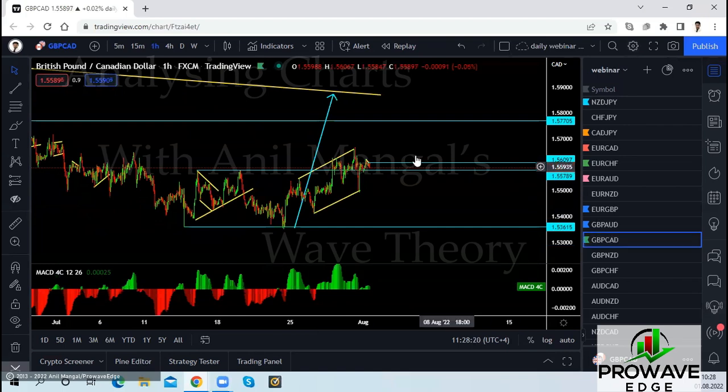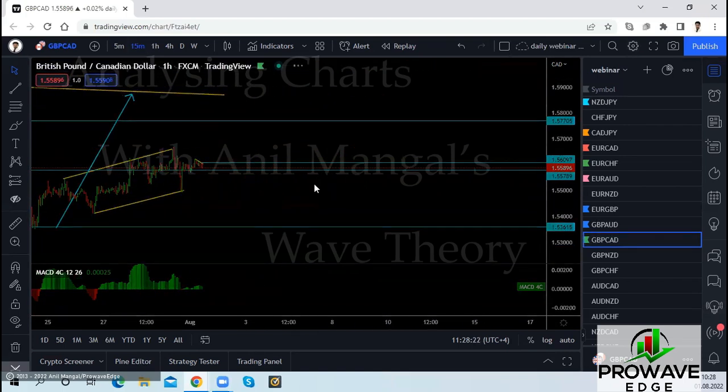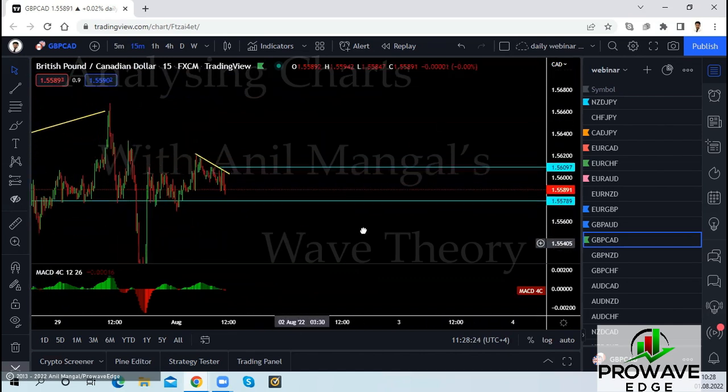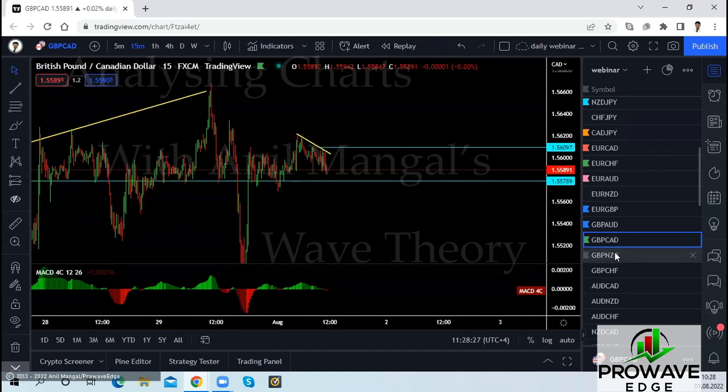So we put a buy. You can actually put the entry order in under 15, just above the last impulse.